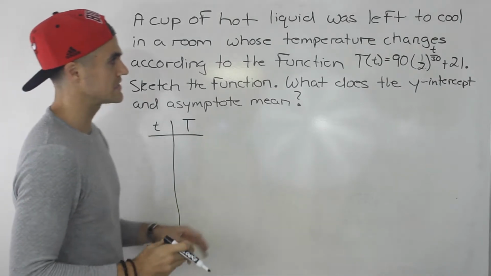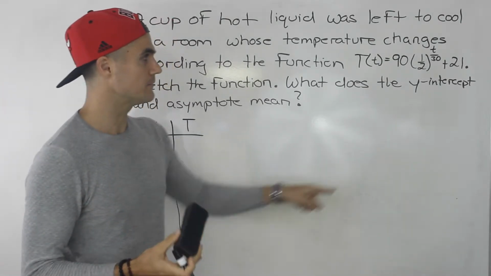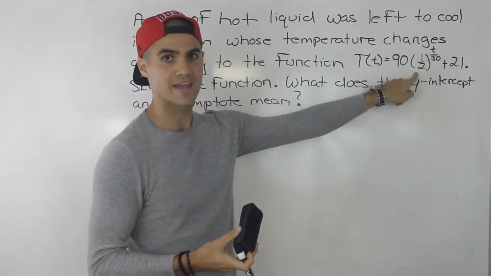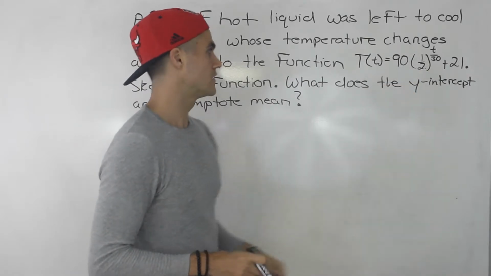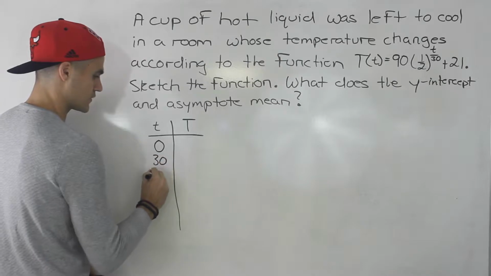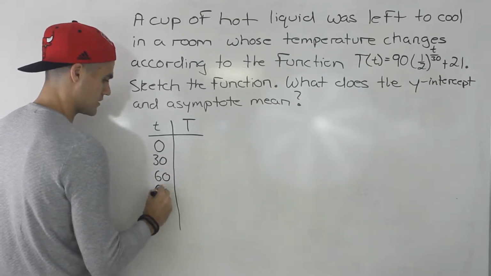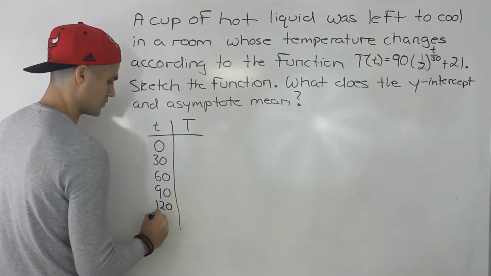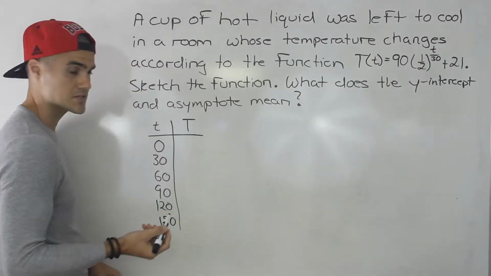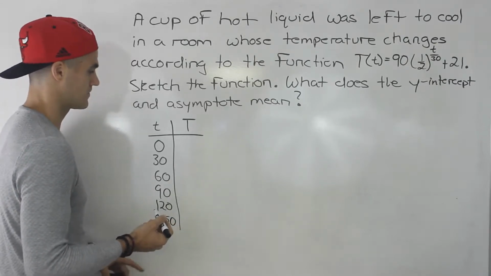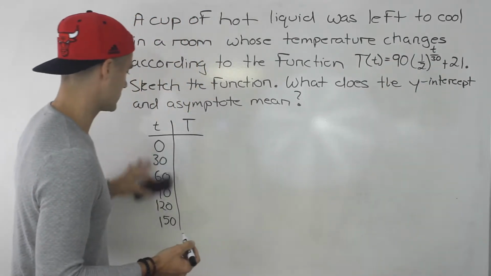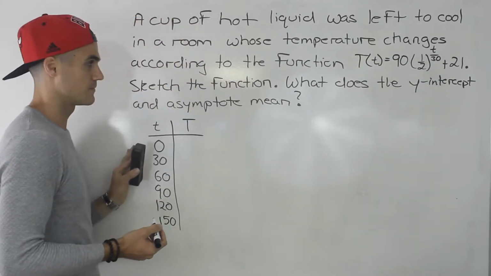Now notice from this function we could tell that the half-life of this liquid is 30 minutes, because it's t over the half-life and the base is 1 over 2. So what I'm going to do is go up by 30 minutes for t. I'm going to plug in a bunch of points here. Let's maybe go up to 150. That would be 2.5 hours, right? 150 minutes is 2.5 hours. And then I'm just going to plug in these points for t. Notice how all of these are positive because we can't have a negative time.